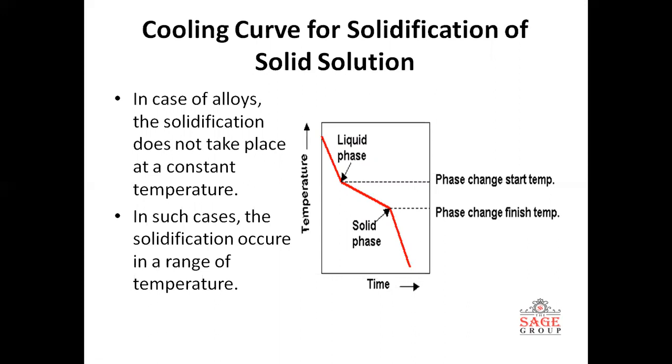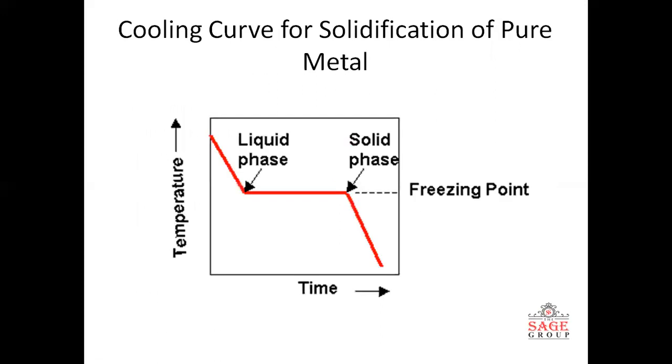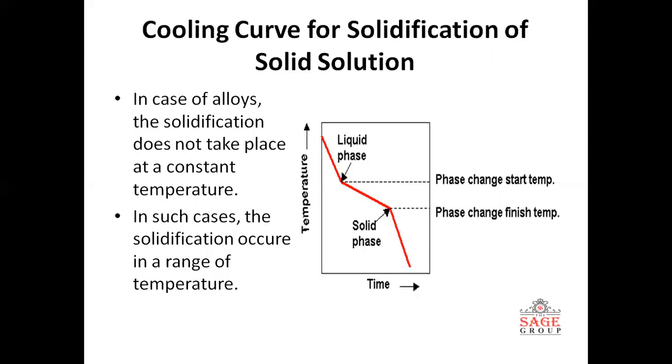So these are the curves. We can understand that there is a difference between them. This is of pure metal, a horizontal straight line, but in case of alloy, there is a slant or tapered line, not a straight horizontal line. This is because it occurs over a range of temperature, not at a particular temperature. So you can say that an alloy does not have a definite melting temperature; it varies.